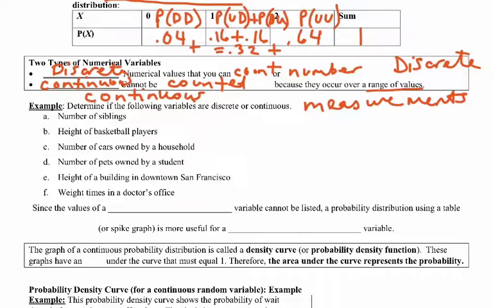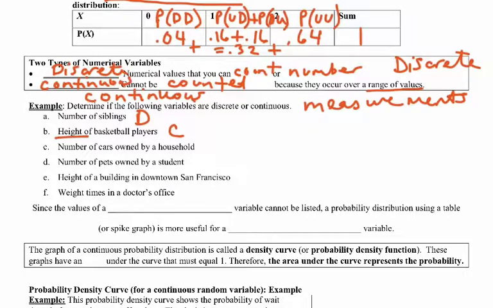So let's do some examples here. Determine if these are discrete or continuous. Number of siblings somebody has. Can you count the number of siblings you have? You can, so that would be discrete. Heights of basketball players. Here's your heights example. I know we're talking about basketball players, but we're talking about the height. The measurement itself is a range of numbers that it could be. So that's going to be continuous.